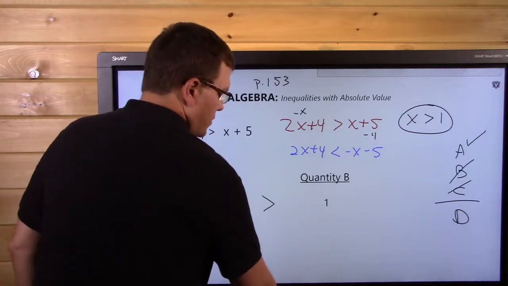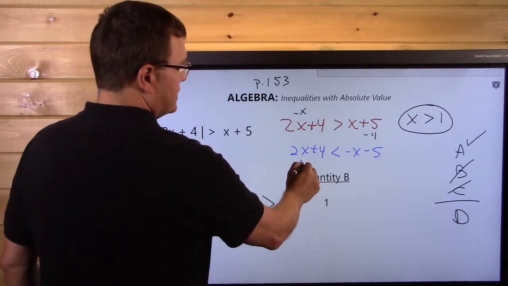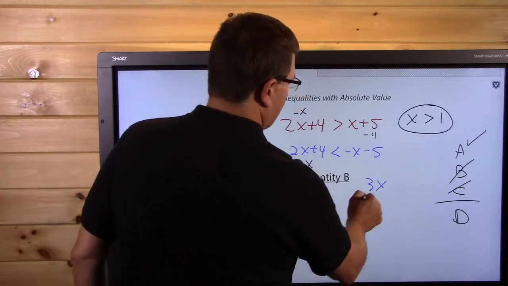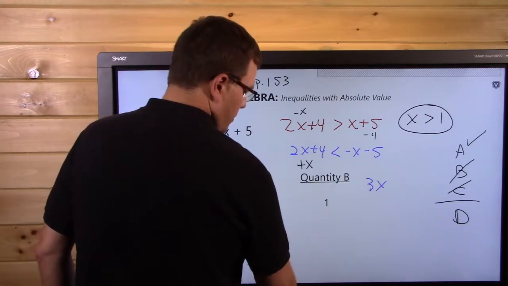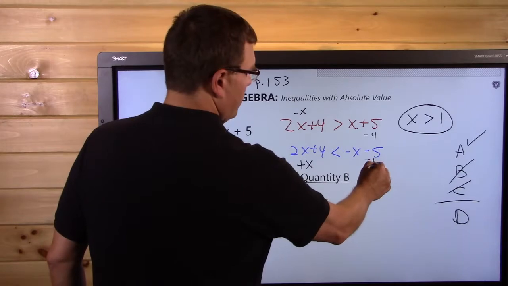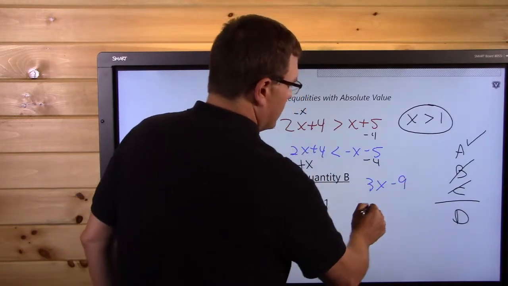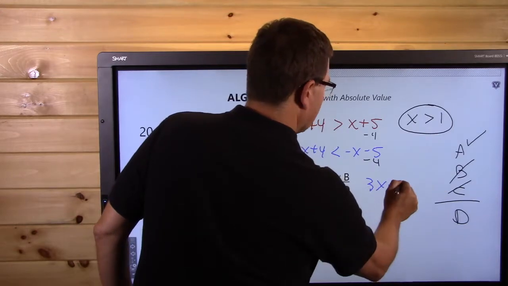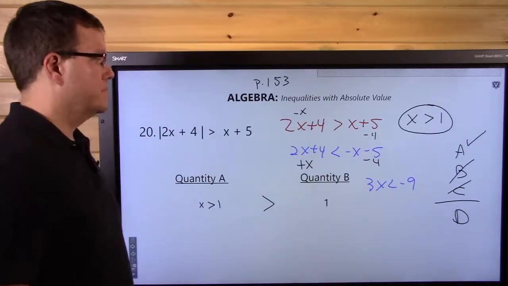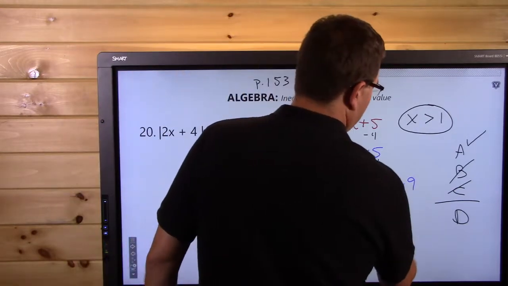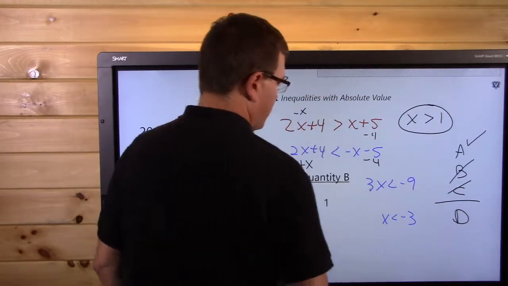Okay? So now that means you're adding x to this side. So that's going to give you 3x. And that means that you're subtracting 4 from both sides. So that's going to give you negative 9. So 3x is less than negative 9. That's what we get. So that means if we divide both sides by 3, x is less than negative 3.